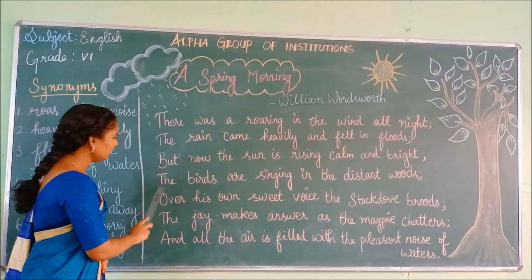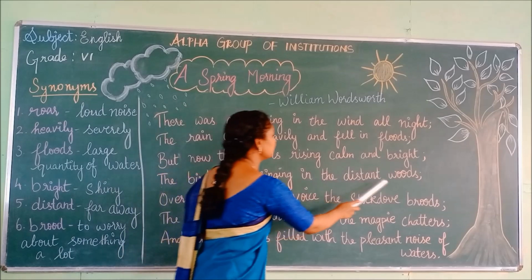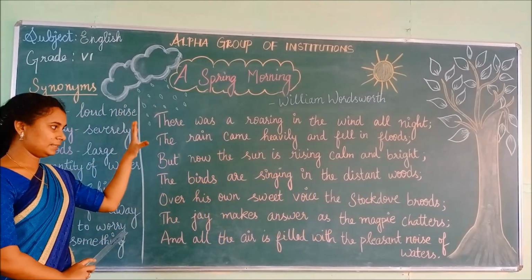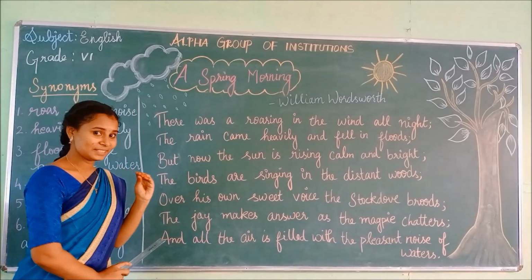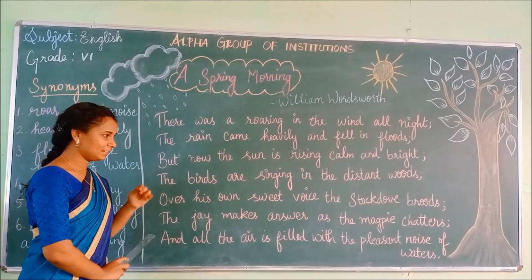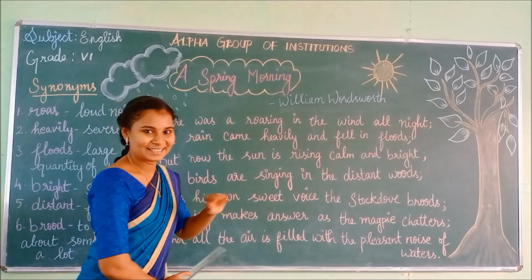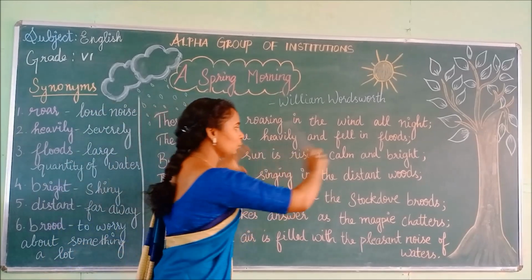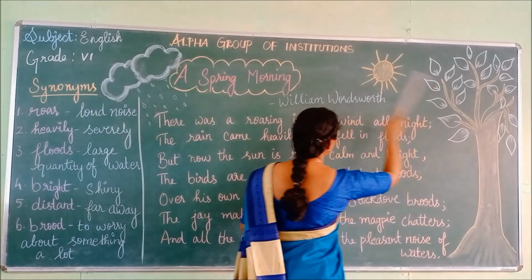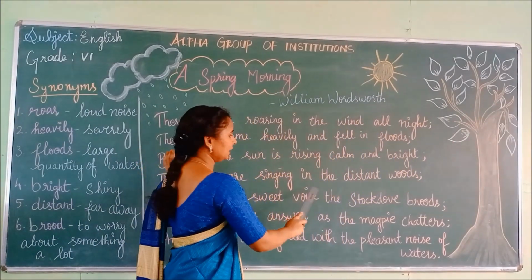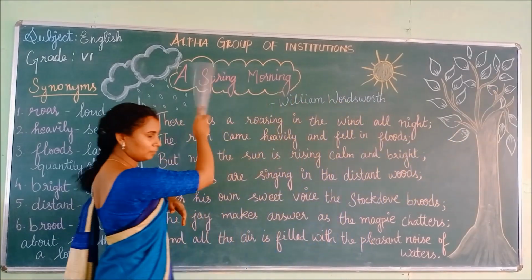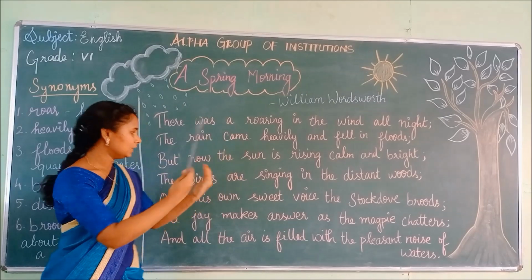Here is the next line. The birds are singing in the distant woods. So here in the morning the sun is rising, and what happens? The birds are singing. Usually we hear birds singing, right? How do birds sing? Like cuckoo, isn't it? It sings like that. Woods means trees, forest, like that. So here you could see trees and all. So the birds are singing in the distant woods. From here a bird is singing, and from there a bird is singing. So they are singing from the distance.